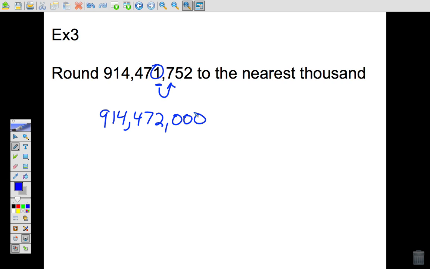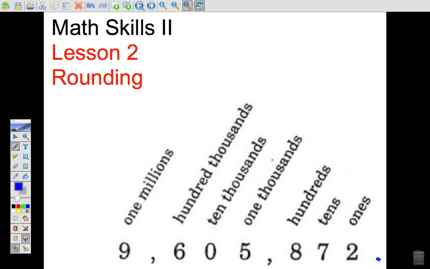And this is a technique that always works. You just got to get used to it, no matter what the number is. Underline the digit you're rounding to, look at the digit to the right, and then go from there. And this section is rounding.